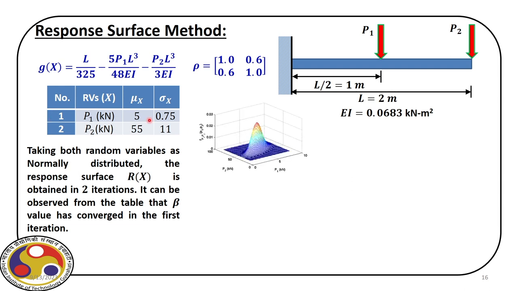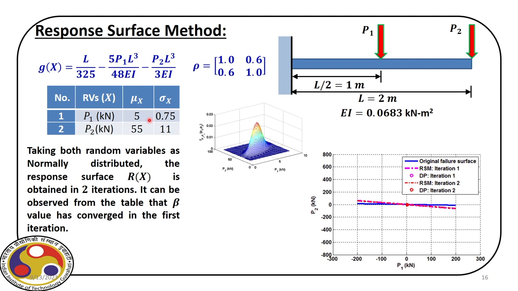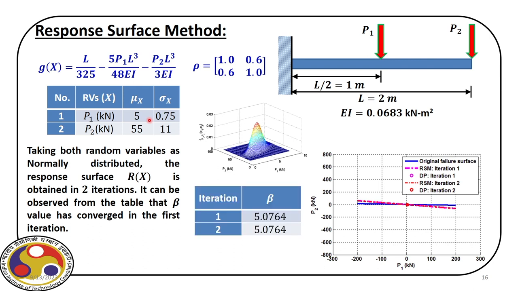And in this case again we can construct the response surface, and in two iterations we have solved this, because this is a linear limit state. There was no change up to the fourth decimal point. So after the second iteration, it has converged, and that value we can use as our design point.